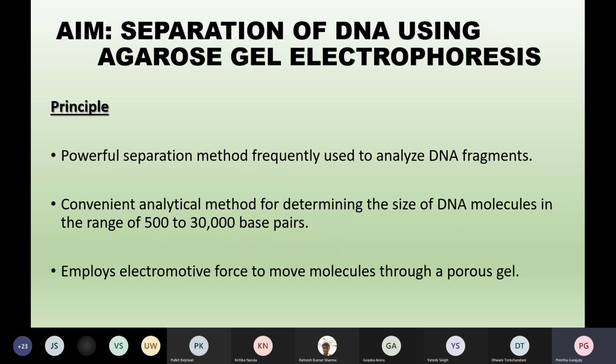I would like to tell you that this agarose gel electrophoresis is a very powerful technique to determine the exact length of the DNA. How we determine the fragment length we will be discussing in the later part of the slides. It is also used to determine sizes from 500 base pairs to 30,000 base pairs. And the most important thing is that the separation is due to the electromotive force as the particles pass through the porous gel. Under the influence of the current, they are separated.